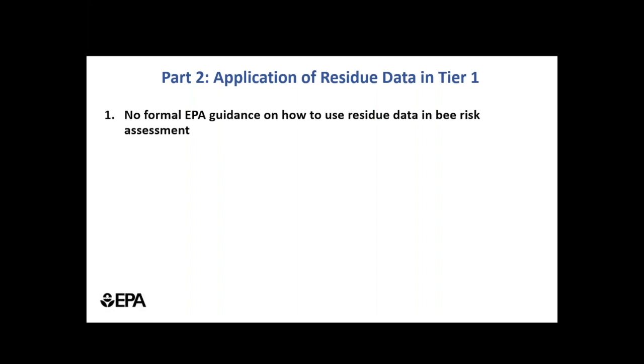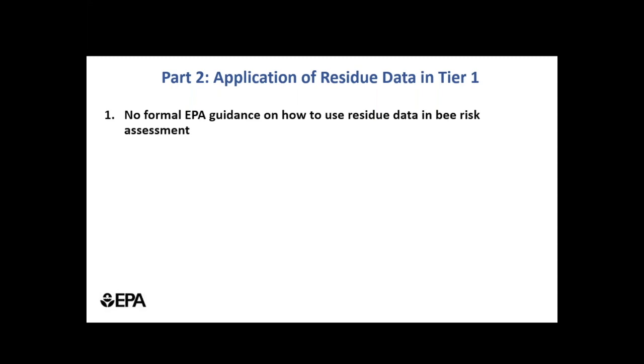So I'm going to transition into how these residue data are applied, and I'll first talk about Tier 1 portions of our risk assessment, and then I'll also provide an example of how they're applied in Tier 2. But first, I want to point out that currently EPA does not have formal guidance on exactly how to use these residue data in bee risk assessments.